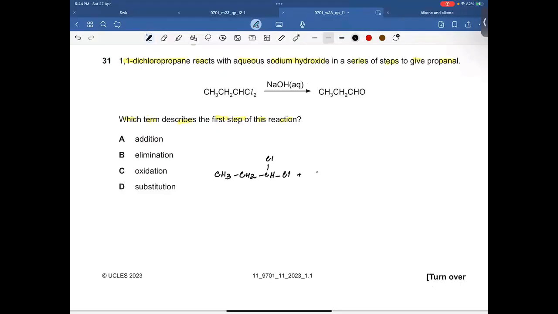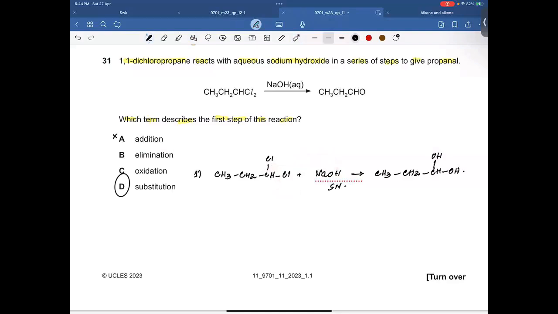An alkyl halide is reacting with NaOH in the first step. OH will substitute chloride. All right. So nucleophilic substitution reaction takes place in the first step because OH is going to be replaced with the chloride ions. All right. So substitution is going to be the right answer. That is nucleophilic substitution or just substitution.